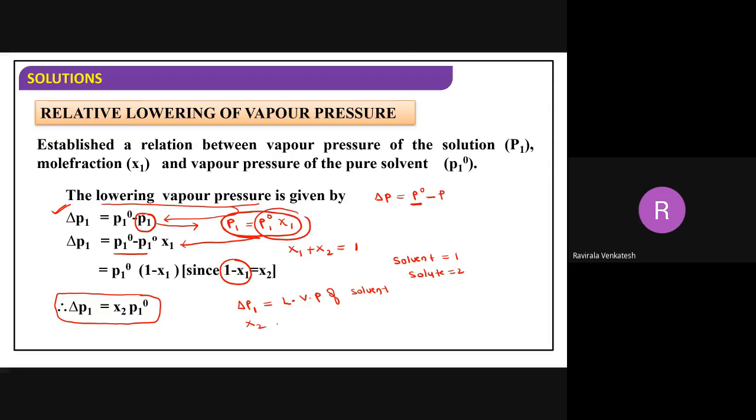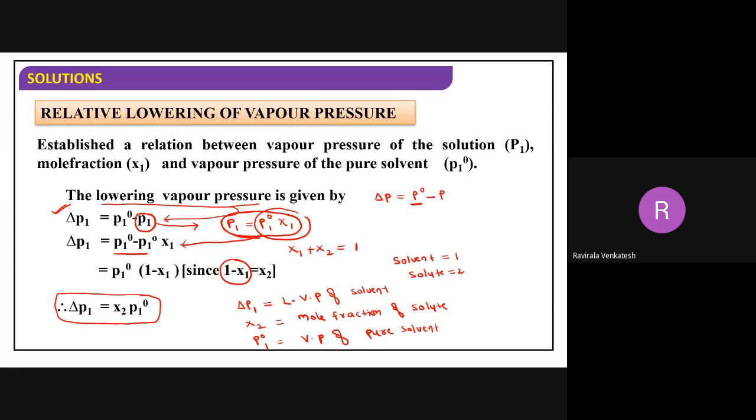Next, X2 means the mole fraction of solute. Next, P naught 1 means what? It is the vapor pressure of the pure solvent without any solute.